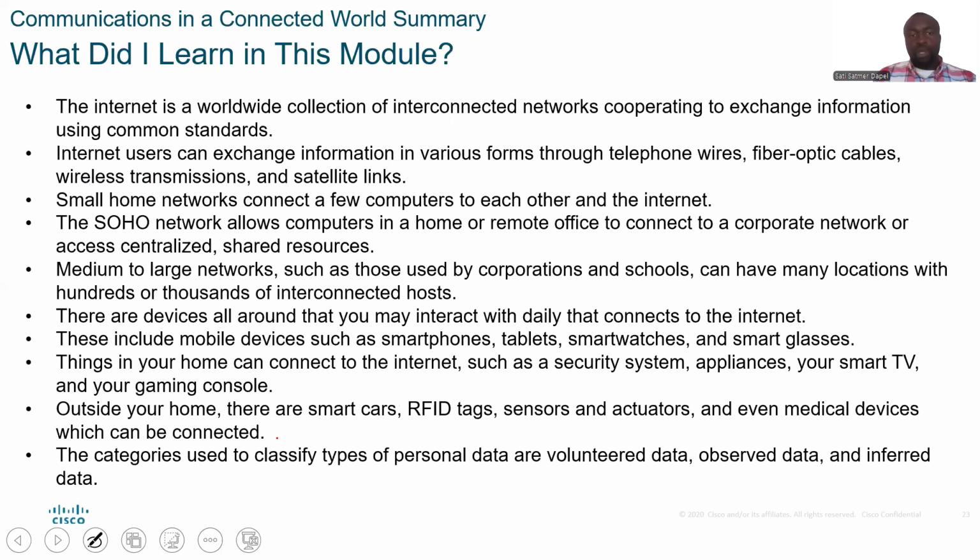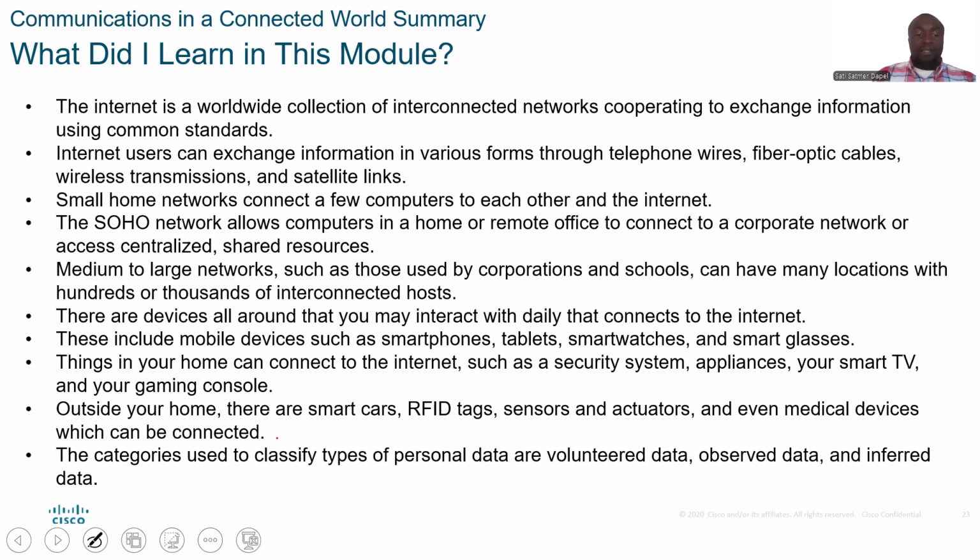In summary, what did we learn in this module? We learned that the internet is a worldwide collection of interconnected networks cooperating to exchange information using standards. We also learned that internet users can exchange information in various forms through telephones, wires, fiber optic cables, wireless transmissions, and even satellite links. Small home networks connect a few computers to each other and the internet. The small home office network allows computers in the home or remote office to connect to the corporate network or access centralized shared resources. Medium to large networks, such as those used by corporations and schools, can have many locations with hundreds of thousands of interconnected hosts.